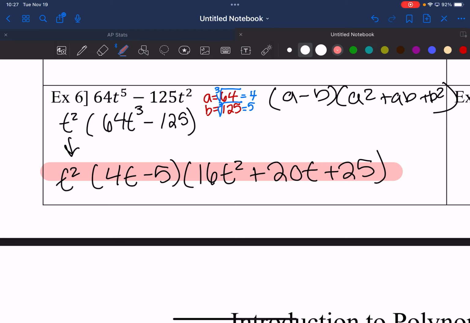Okay, we got one more. One more, and then you guys can work on the practice.